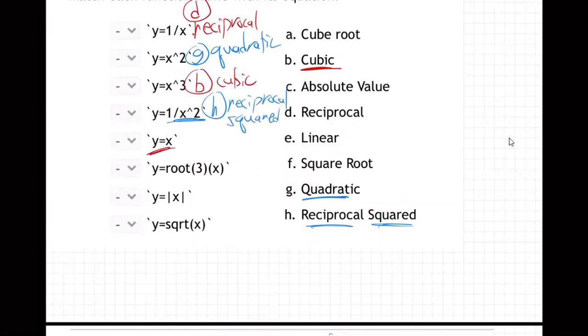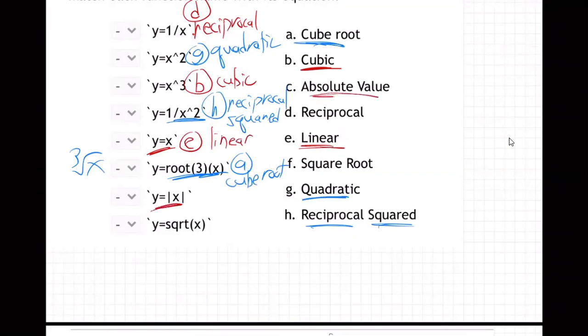Okay, y equals x, that's just linear. That's just going to be graphed as a straight line. And then the third root, it looks like this on your screen, I'm sure. Third root of x. So that is a cube root. And then absolute value, C. And finally, square root looks like this on your screen, I'm sure. That is square root, that's F.